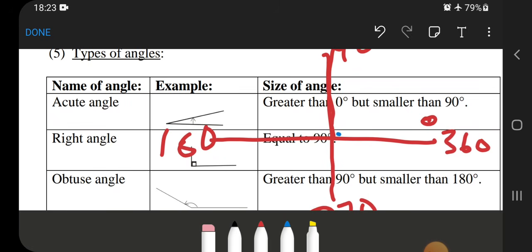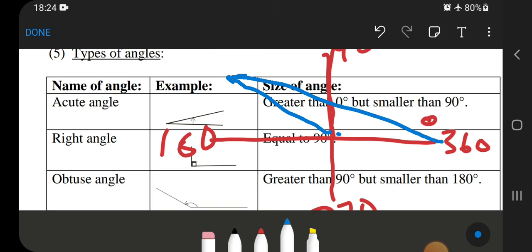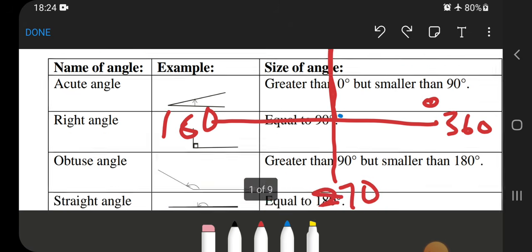And then an obtuse angle is an angle that is greater than 90 but smaller than 180. So anything like a triangle like this is an obtuse triangle. This angle here is greater than 90 but smaller than 180 degrees. So that is an obtuse triangle.